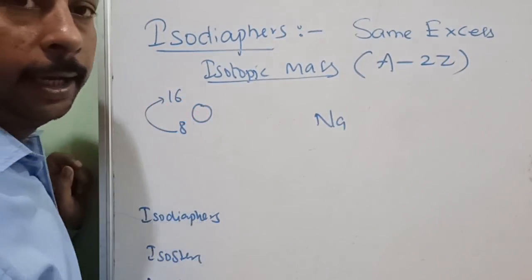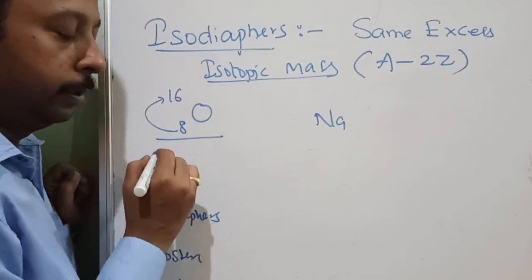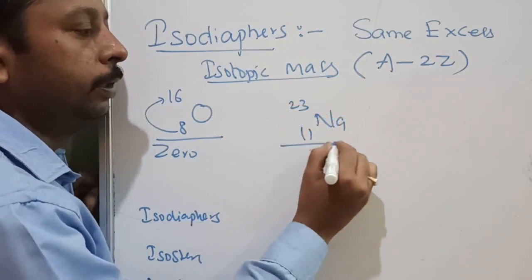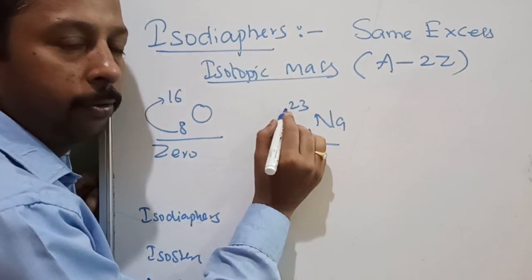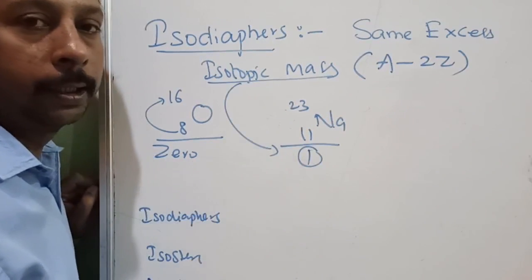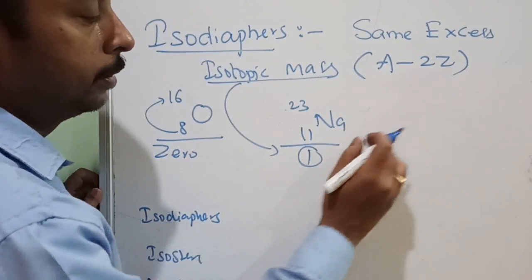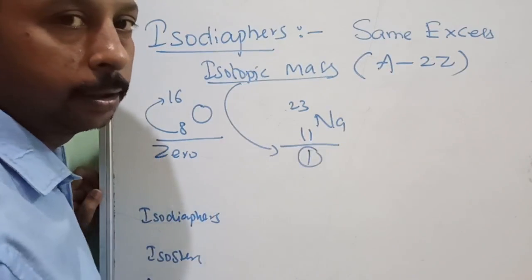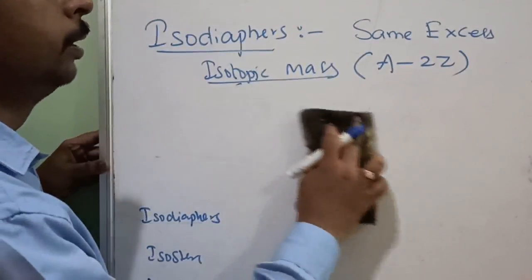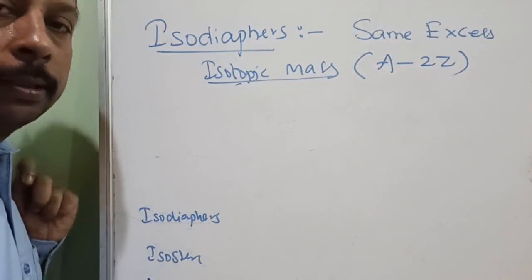So this is exactly double, that means 8 to 16. Is there any excess? No, excess is not there. But in case of sodium, 11 and 23, it is supposed to have 22, but it has one extra. That extra is called the isotopic excess mass. So if two species have the same excess mass, then they both are called isodiaphers. Make a note of it.